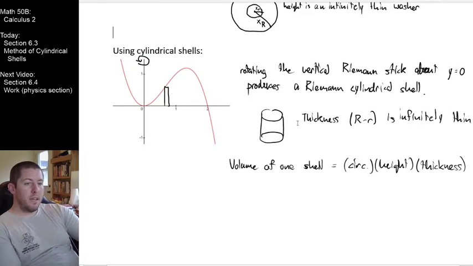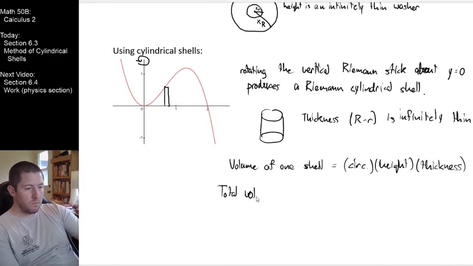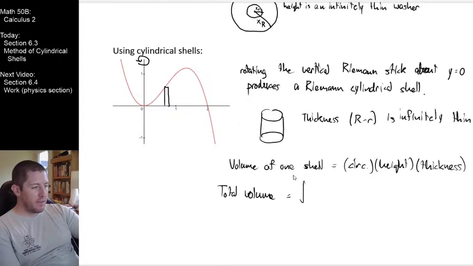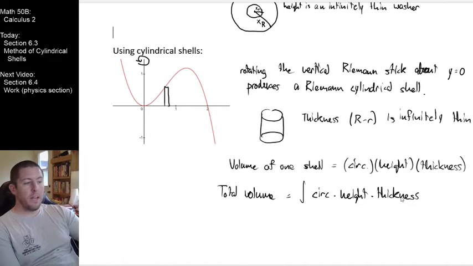So what that says to me is the total volume is what I should get from adding up, summing up, integrating a whole bunch of these single shells right here that have an infinitely thin thickness. So I'm going to integrate the circumference times the height times the thickness. So let's talk about what each of the three of these components are here.